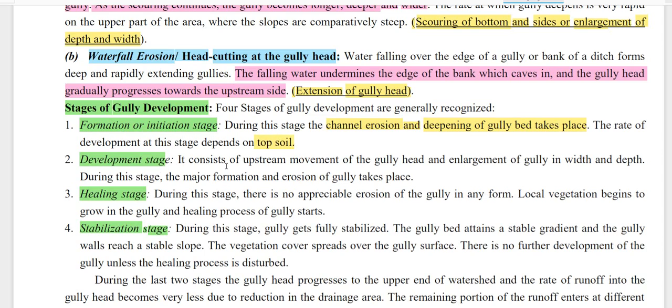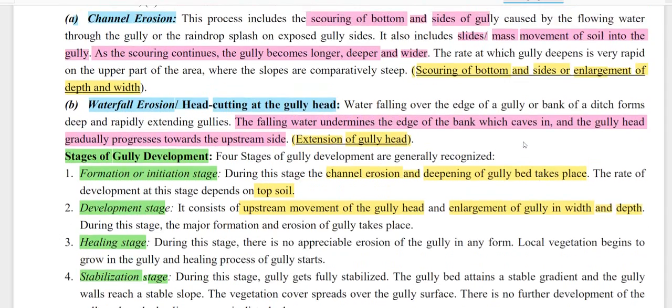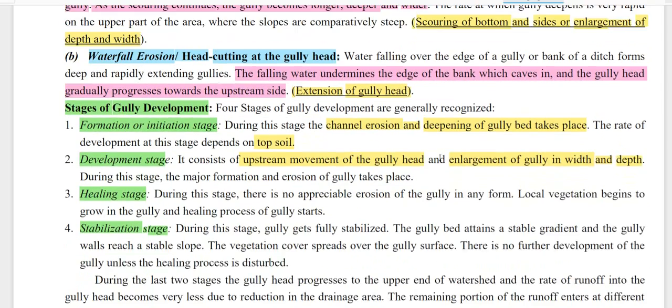The development stage consists of the upstream movement of the gully head and the enlargement of the gully width and depth. This is the channel erosion, depending upon the gully bed. During this stage, major formation and erosion of the gully takes place. Major formation will take place in this development stage only.